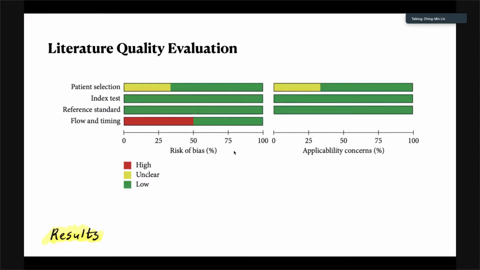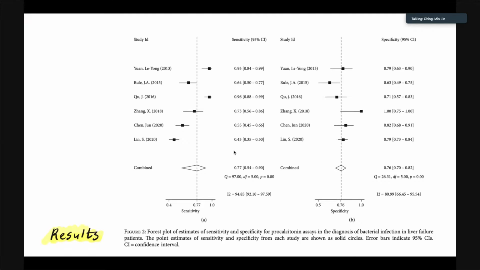As for the quality evaluation, there are 3 studies stating that their patients did not receive the same reference standard. And thus, 3 out of 6, which is half of them, have some bias in the flow and timing domain. But overall, the quality is fair and good. And here is the forest plot of the sensitivity and specificity of these 6 studies. The pooled sensitivity is about 0.77. I hope you can see the number on this presentation, which is quite small.